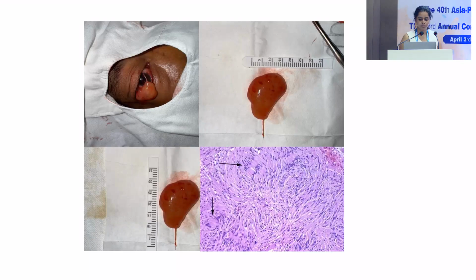Grossly, the tumor measured around 30 by 1.5 mm, and on histopathology, it showed a biphasic appearance of Antoni A and Antoni B cells, which were spindle type cells, hypercellular and hypocellular in nature.